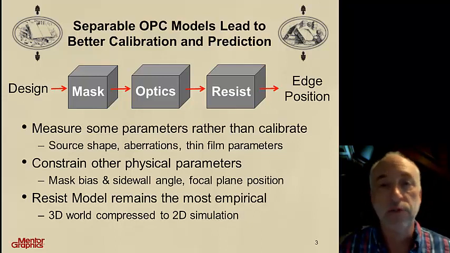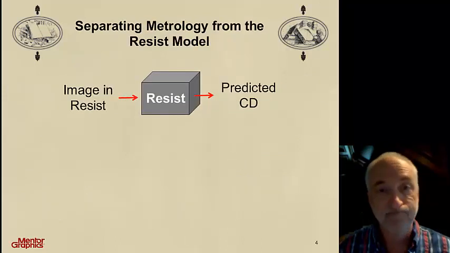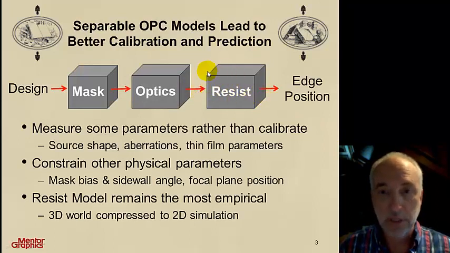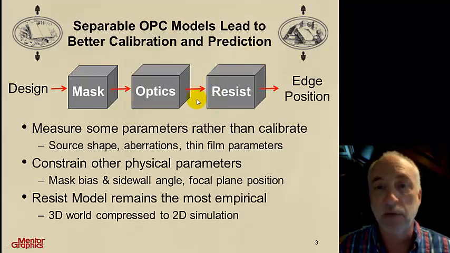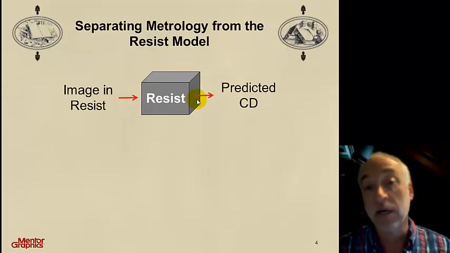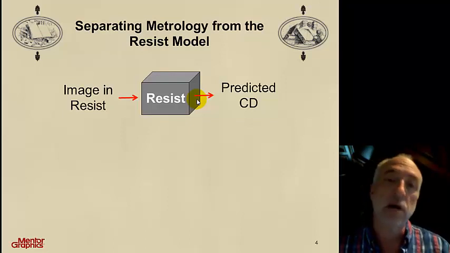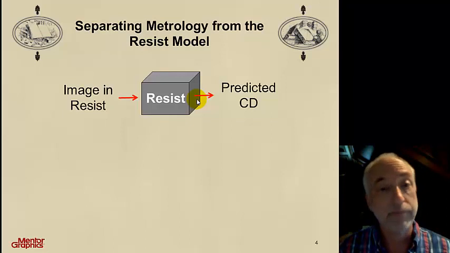A consequence of this evolution of our OPC models to be more physically based, separable into more physically based components, is greater accuracy in our predictability. Well, if we go back to this interface and just think about the most empirical piece so far, the resist model, what comes out of the optics model here is the image in resist. So the image in resist becomes the output of the optics model and the input to our resist model. What we're going to do when calibrating our models is compare a predicted critical dimension coming out of the resist model to a measured critical dimension, usually from a scanning electron microscope, CD-SEM.